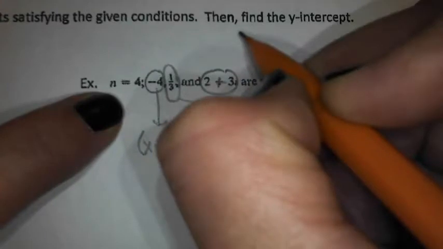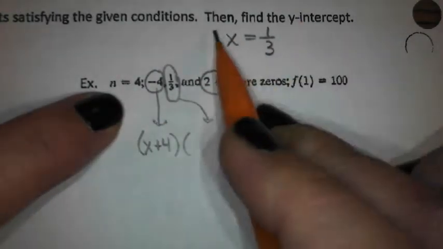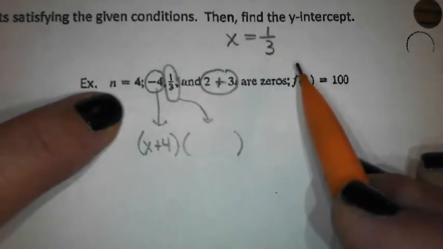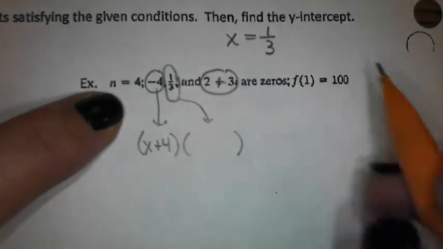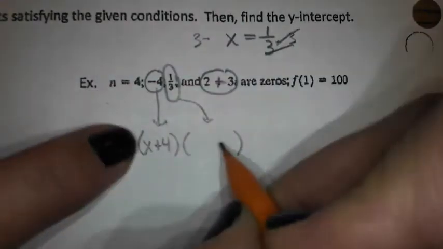What's the factor that goes along with 1/3? So this might take some side work. If x equals 1/3, can you visualize what that factor is going to be? 3x minus 1, because we have to multiply by 3 on both sides, and then subtract the 1 over. Very good.